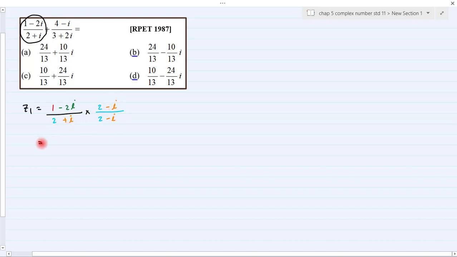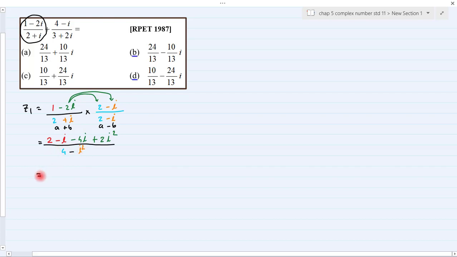So, in the numerator, we have to multiply 1 with 2 will give us 2. 1 times minus i is minus i. Then minus 2i into 2 will give us minus 4i, and minus 2i into minus i will give us plus 2i square. In the denominator, we have the (a+b) into (a−b) form, which will give us a square minus b square, or we can say 4 minus i square.